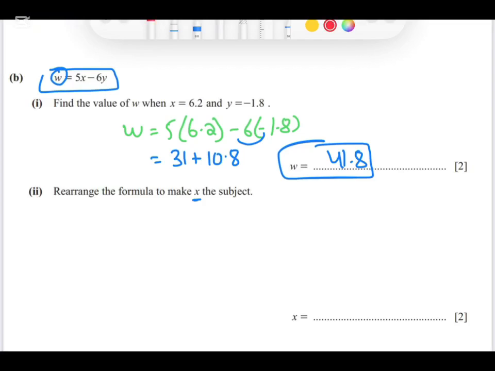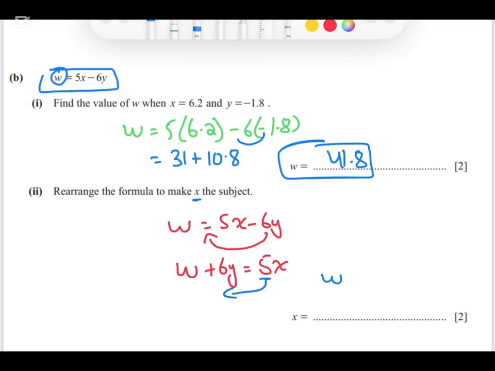So first, the equation w is equal to 5x minus 6y. I have to make x the subject. So I will move negative 6y to the other side. This will become positive 6y. And for 5, we have to make x the subject, so this means there must be no number multiplying, adding or dividing with x. So 5 is multiplying, so it will go to the other side and divide. So w plus 6y divided by 5. This will be our final answer. Okay.